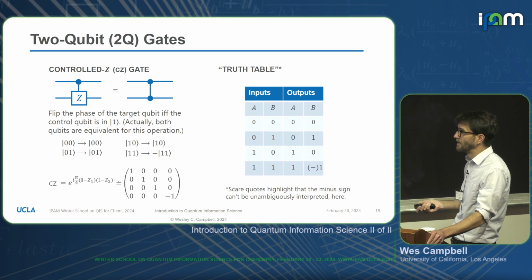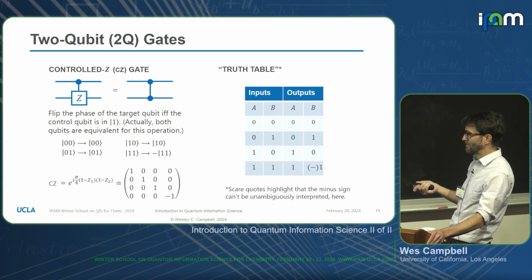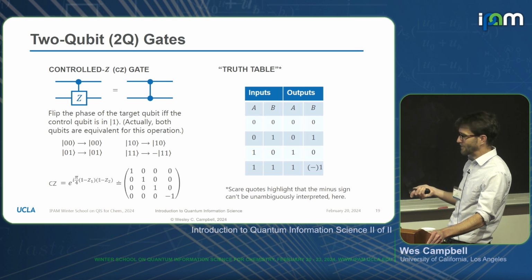Okay, all right. And so if you think about the truth table, we're starting to get into slightly dodgy territory with regard to truth tables because, well, there's a minus sign on here. This is like a phase. Okay, it's a little hard to get a phase in a truth table. It's something like this.